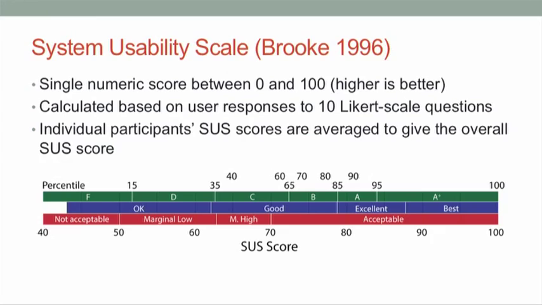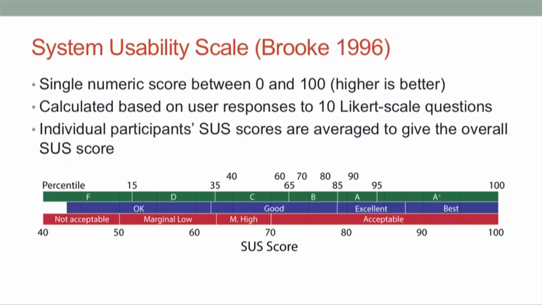And this chart here shows SUS scores along the bottom. The chart is to give you an idea of what it means to have a SUS score of, say, 70 or 80. This chart is based on thousands of user studies done with SUS, and an average system gets about a 68. So 68 is about average.